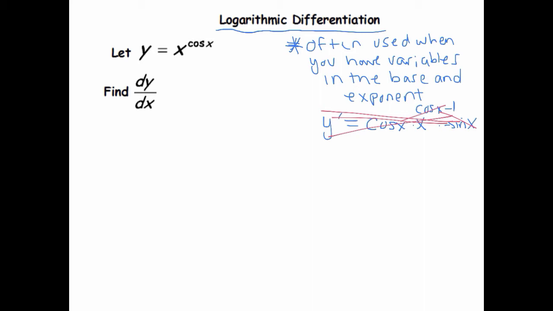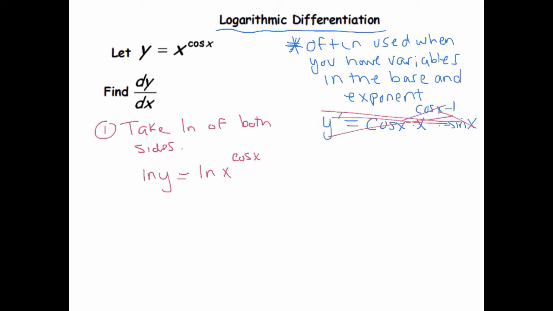So what we're going to do first is we kind of want that variable in the exponent to come down. And one way to do that is to take the log of both sides. So you can use any log you want. I guess I'll use ln. And that's the first thing we want to do. So ln of y equals ln of x to the cosine of x. So we'll say that's like our first step. Take the ln of both sides.